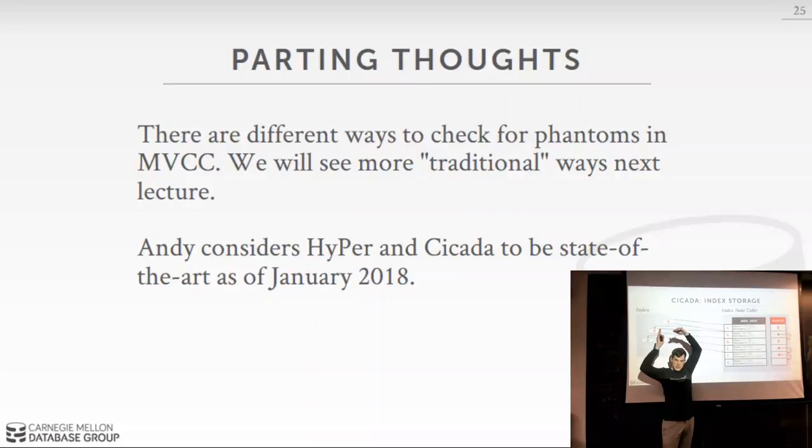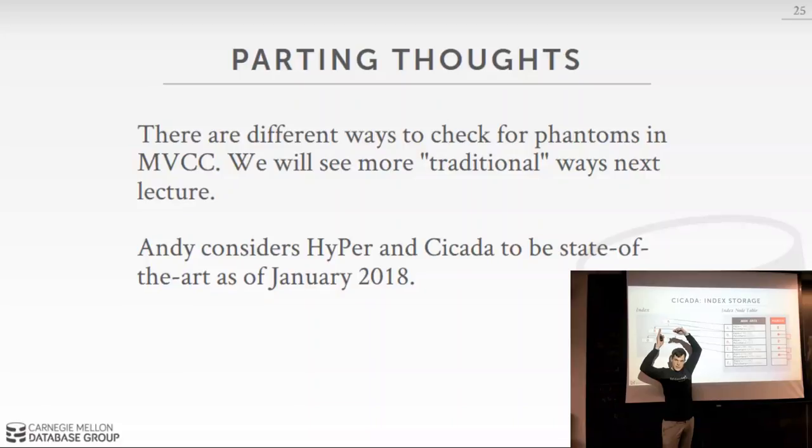Okay, so the protocols we showed here today and last class were all about maintaining serializable ordering of transactions. So they had different ways of checking for phantoms. And again, phantoms are always an issue when you have range scans. So we'll see in the next lecture on Wednesday what I'll call the more traditional ways to deal with phantoms, by actually doing locks and latching inside of your indexes.